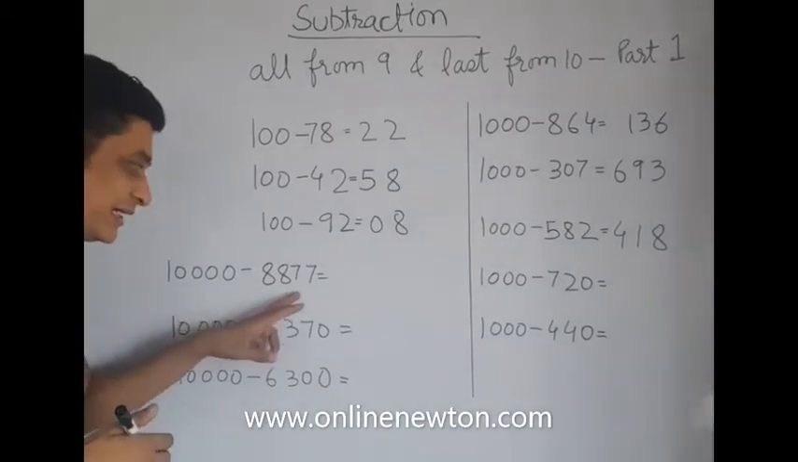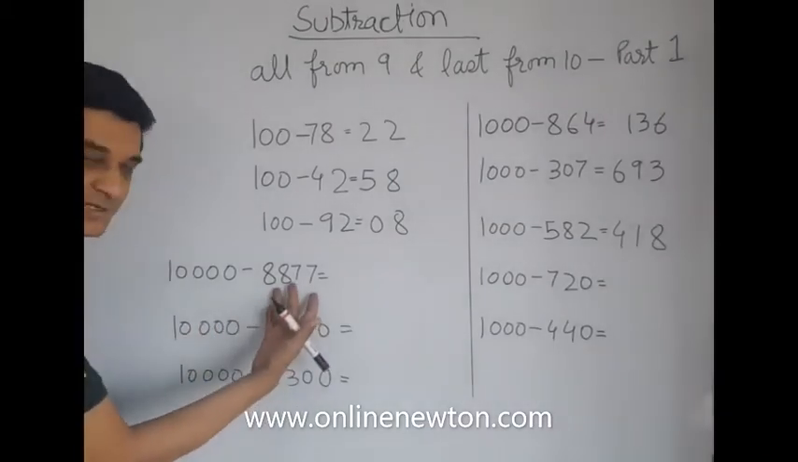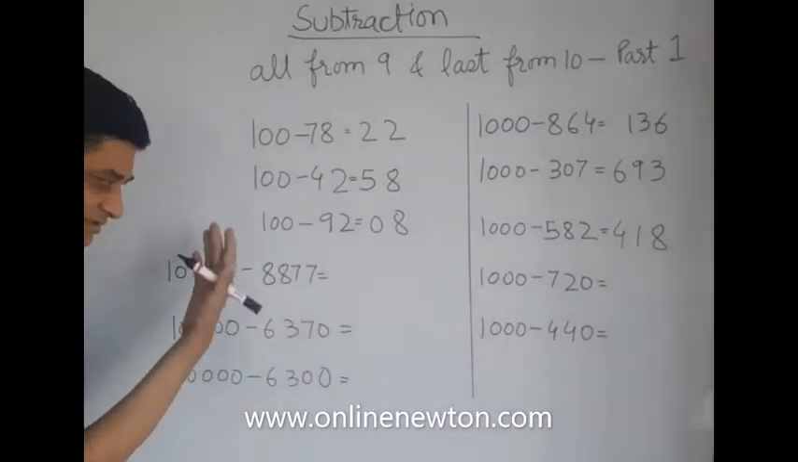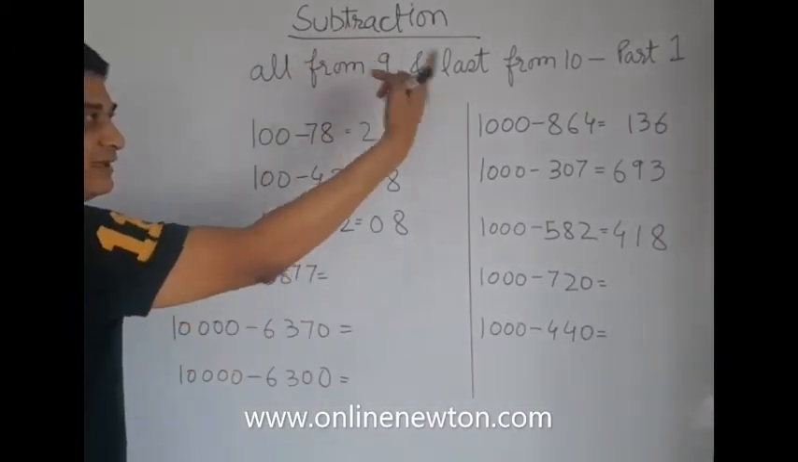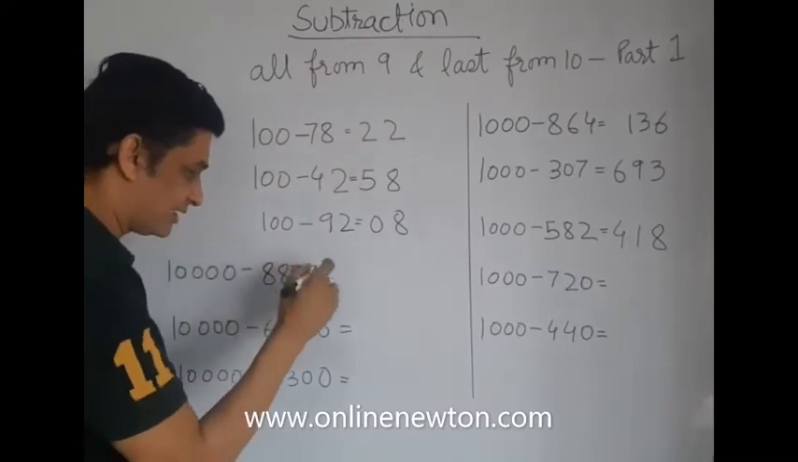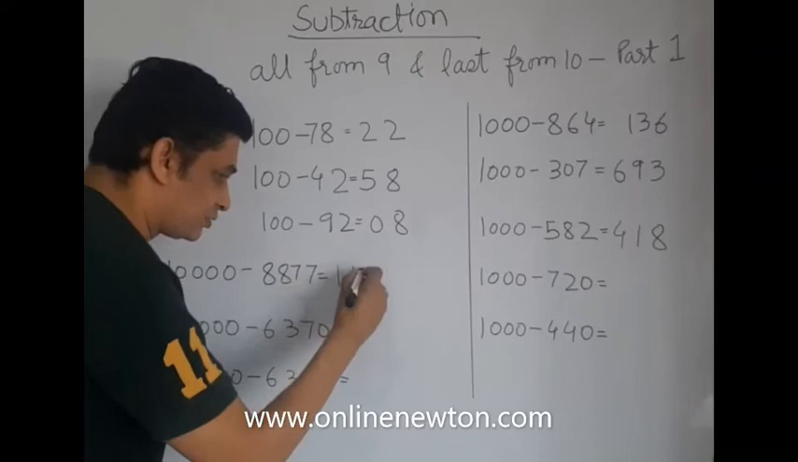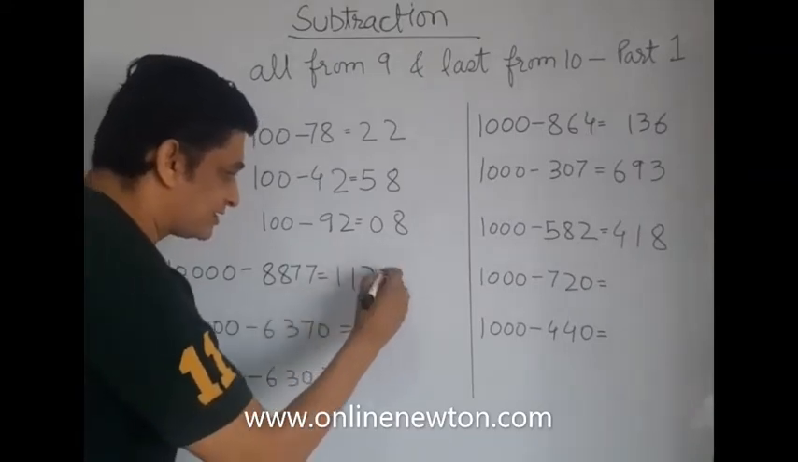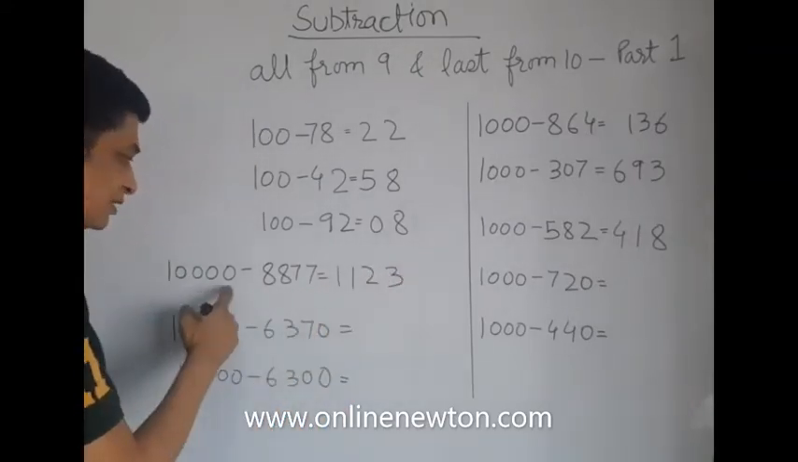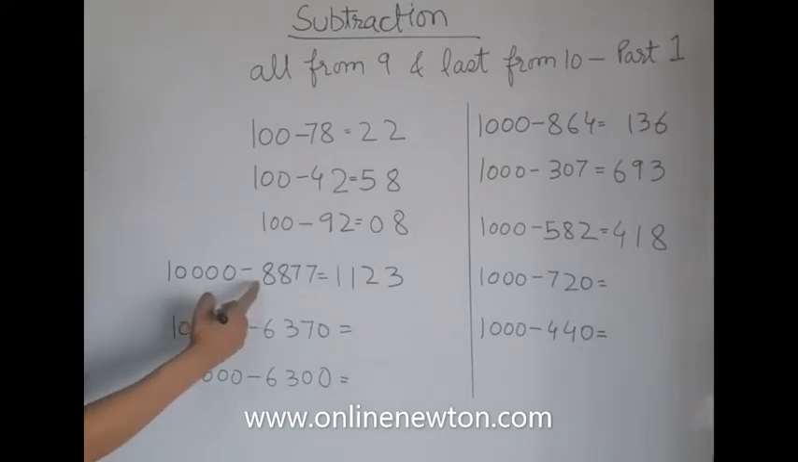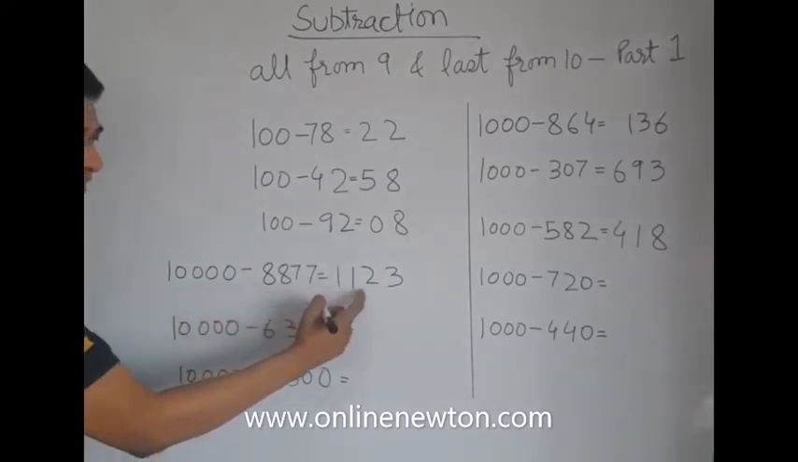10,000 minus 8877: a 4-digit number, and there are 4 zeros here. Start, all from 9, last from 10. 9 minus 8 is 1, 9 minus 8 is 1 again, 9 minus 7 is 2, and 10 minus 7 is 3. So 10,000 minus 8877 is 1123.